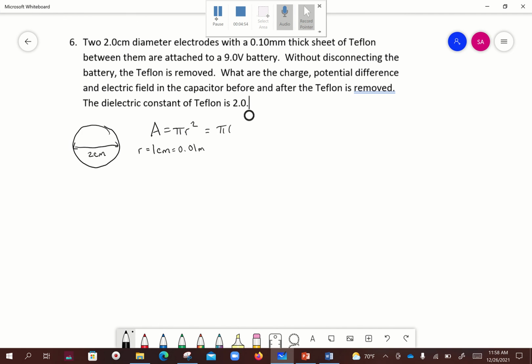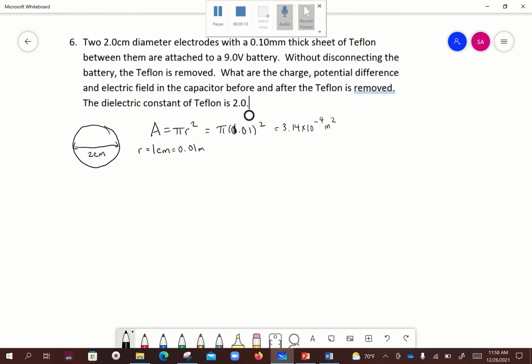So it's pi times 0.01 squared, which is 3.14 times 10 to the minus 4 meters squared. Okay, so that's the area.